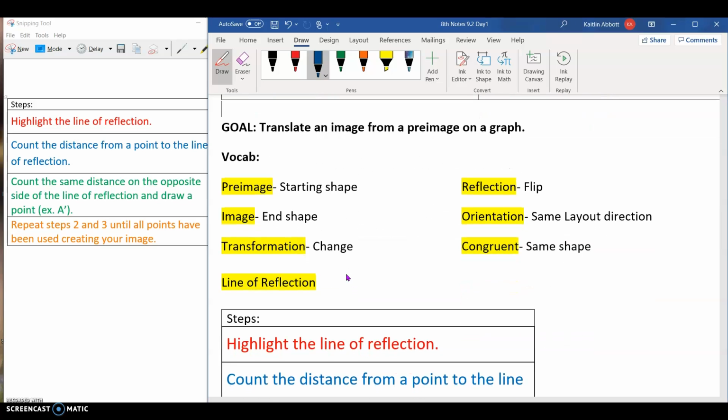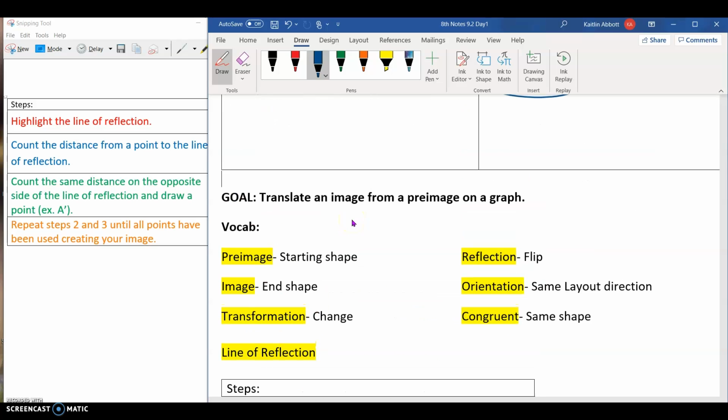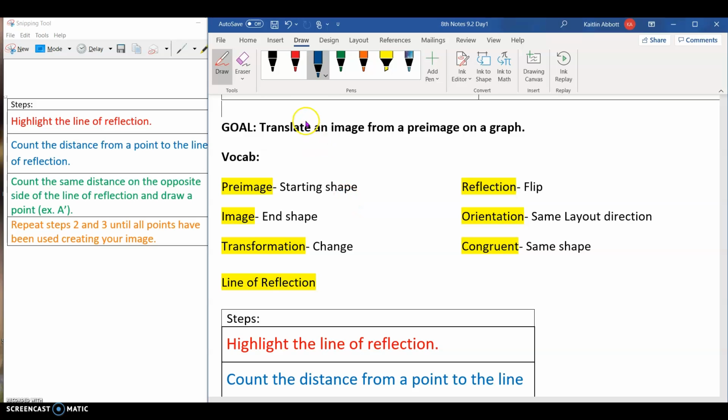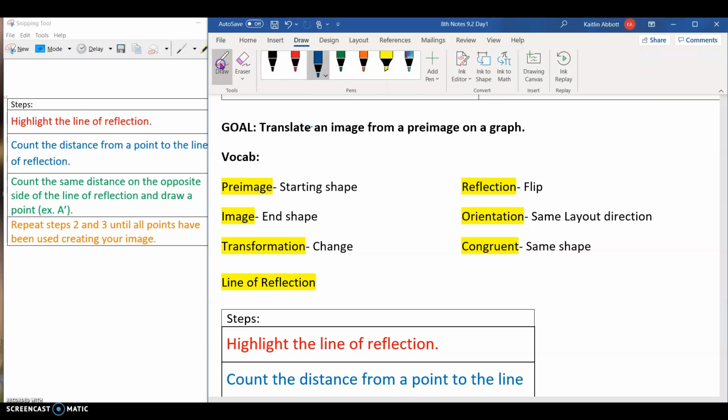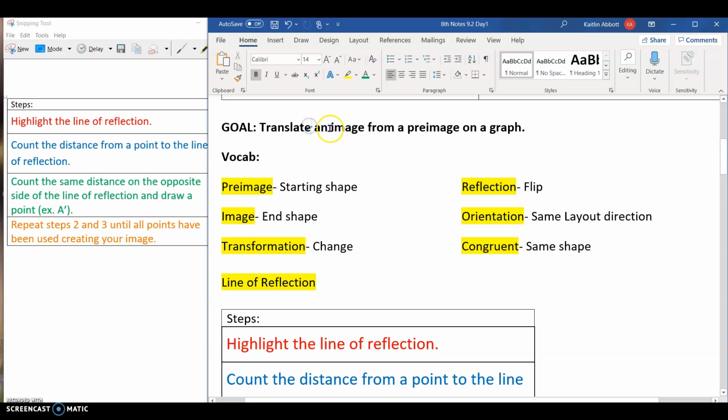Okay, we are continuing. We are going to be reflecting. We are going to reflect an image from a pre-image on a graph.